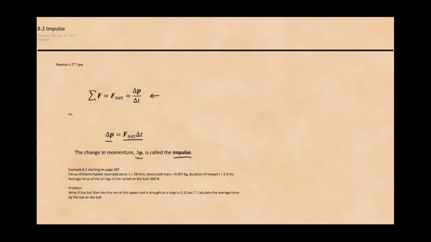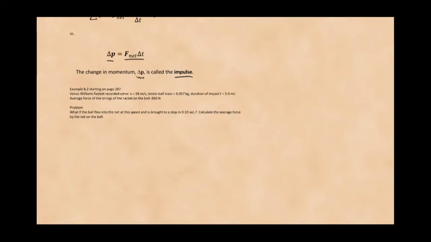Let's take a look at an example. In your textbook, starting on page 287, example 8.2 deals with a problem in which a tennis ball is struck by a tennis racket, and the tennis ball leaves the racket at a speed of 58 meters per second. Given the mass of the ball and the time during which the racket is in contact with it, your textbook goes through and calculates the average force on the ball.